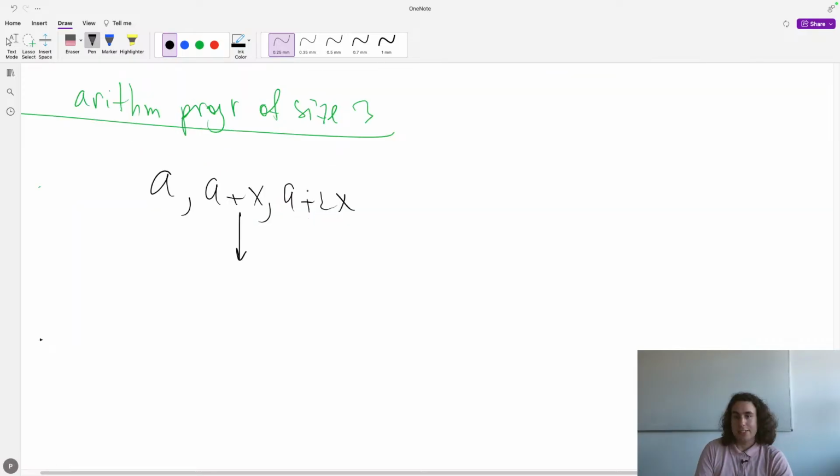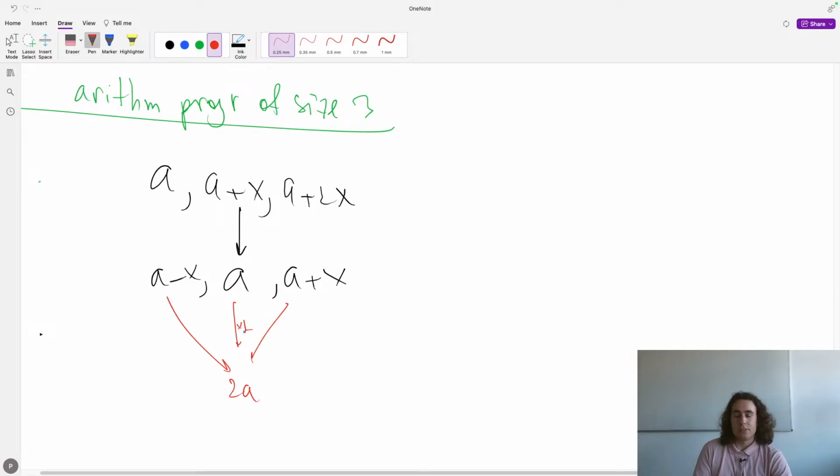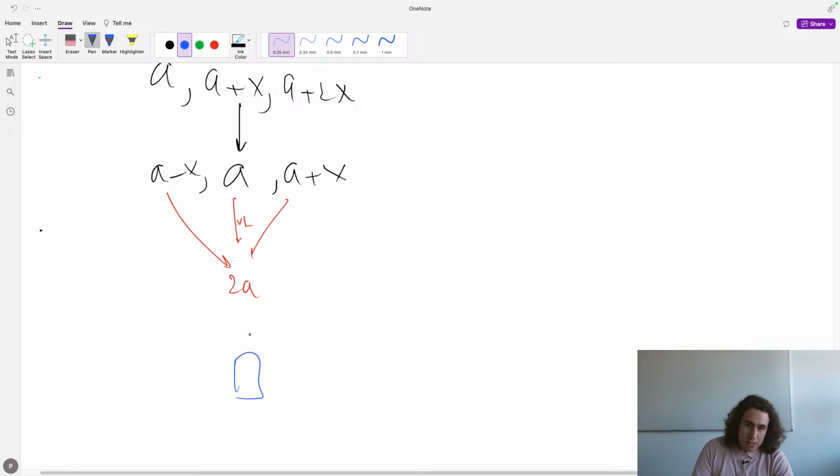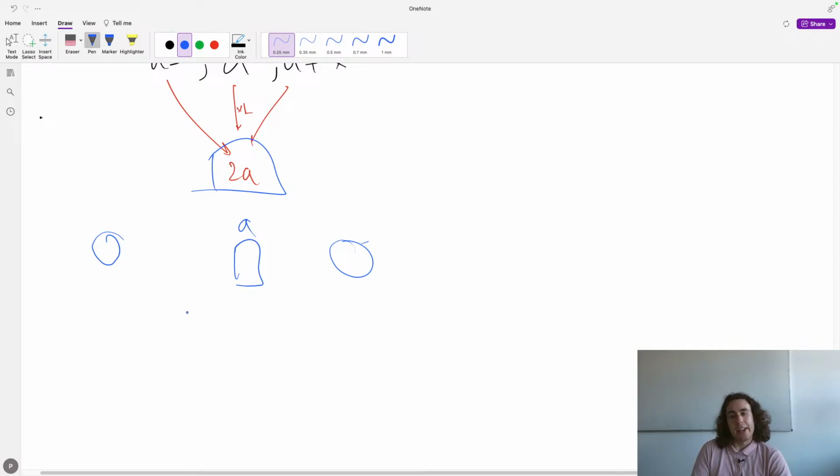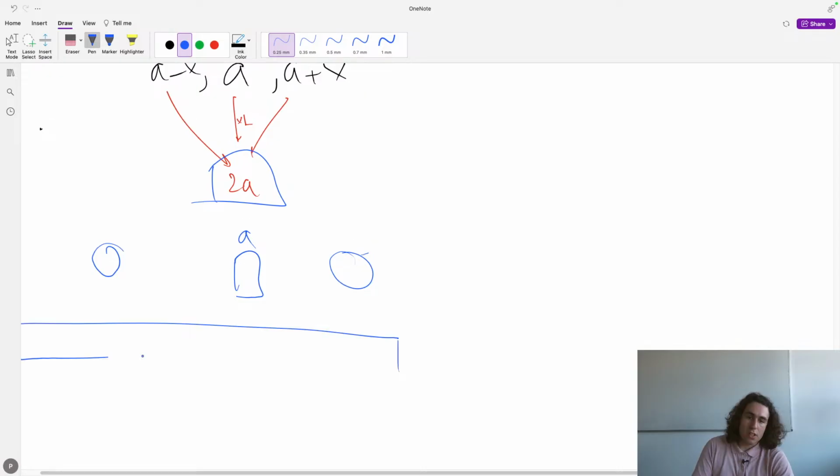Instead of thinking about it like this, I'm going to think that it's A minus X, A, and A plus X. And then these values add up to twice the middle value. So I just want, for every middle value, to calculate the number of pairs of elements that add up to 2A. This can be done just using a convolution, right?